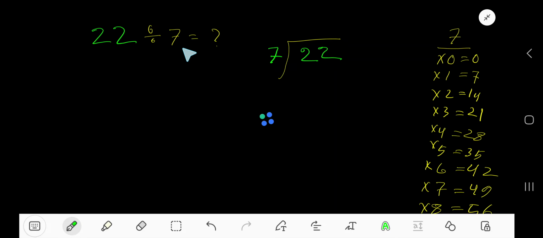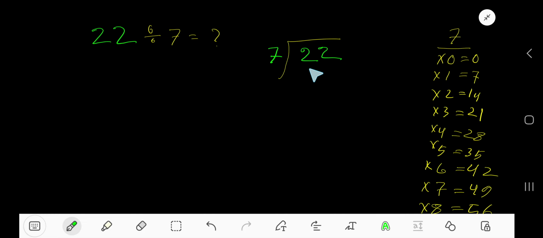22 divided by 7. Here 7 is a divisor, so we need the multiplication table of 7. 7 times 0 is 0, 7 times 1 is 7, 7 times 2 is 14, 7 times 3 is 21, 7 times 4 is 28. To find the multiplication table of 7, just add 7 to the previous step: 0 plus 7 is 7, 7 plus 7 is 14, 14 plus 7 is 21, 21 plus 7 is 28, 28 plus 7 is 35.